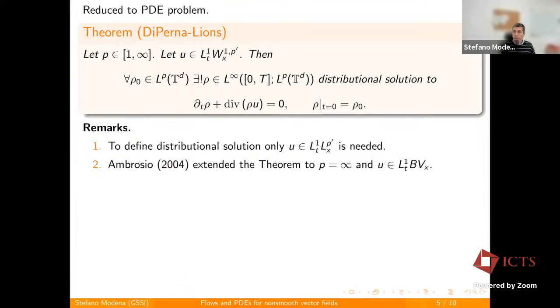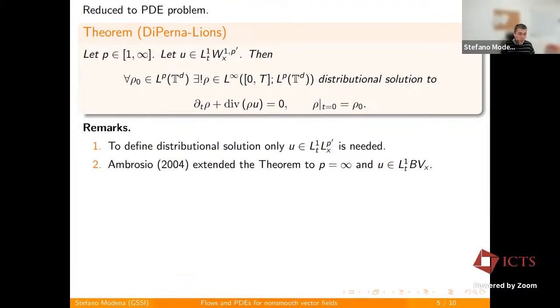The second remark is that Ambrosio, whom we have already mentioned before, in 2004 extended this theorem to the case P equal infinity, which in DiPerna-Lions' theorem would correspond, you see, for P equal infinity, P prime is 1. So DiPerna-Lions says, give me a W11 vector field, then I have existence and uniqueness in L infinity. And Ambrosio extended this theorem to the case of BV vector fields. So W11 means derivative in L1, BV means derivative is a Radon measure. So this is an extension to the class of fields whose derivative is a Radon measure.